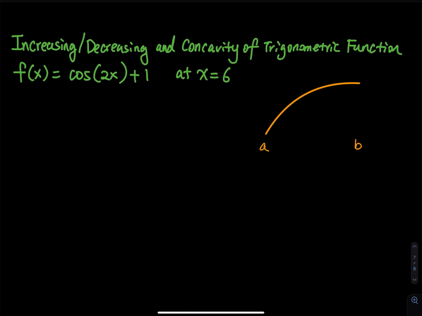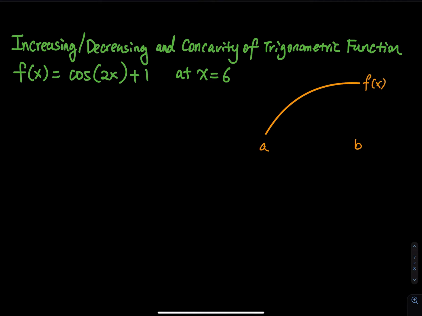I would like to study the increasing, decreasing behavior and concavity of this trigonometric function f of x equals cosine of 2x plus 1 at x equals 6. So the concept is, suppose we have a curve represented by f of x. So this is f of x.